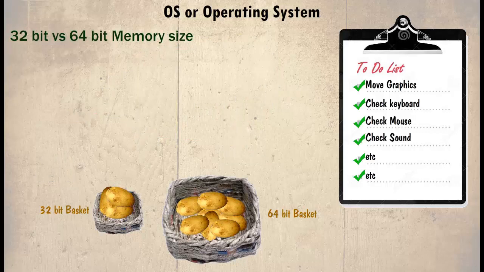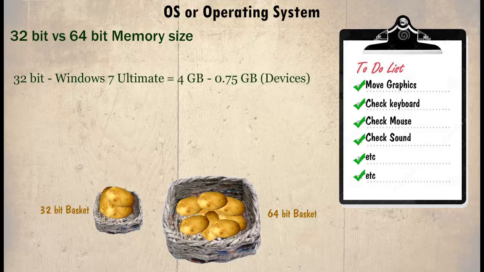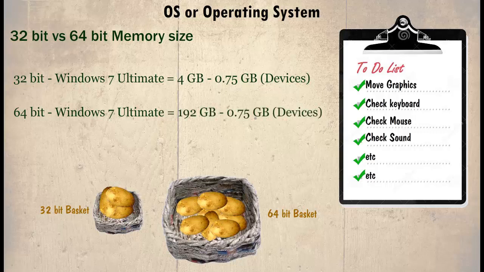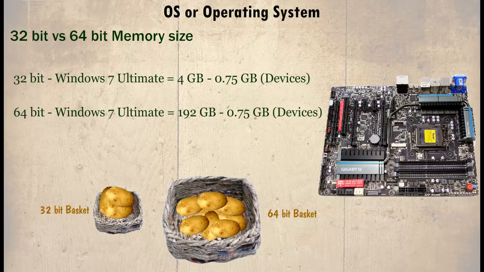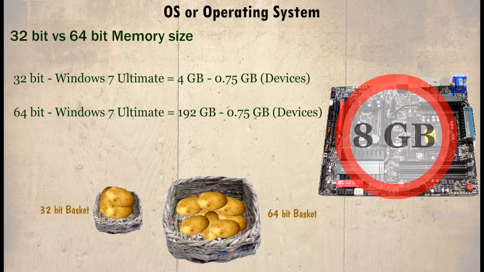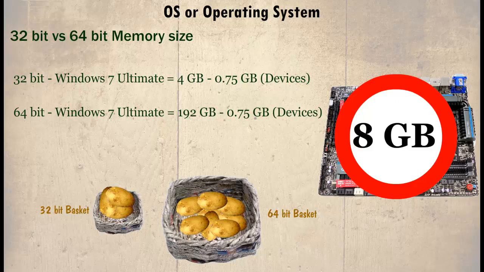Technically, the amount of memory that can be supported by a 32-bit operating system, such as Windows 7 Ultimate, is 4 GB. Although you will find just over 0.5 GB will be used by the devices within the computer. With a 64-bit Windows 7 Ultimate, then it would be 192 GB, and once again just over 0.5 GB for the devices. But the most important issue is the motherboard. Because of limited physical factors, some motherboards will not support more than 8 GB, so you should first check with the manufacturer's specifications before undertaking any memory upgrades.